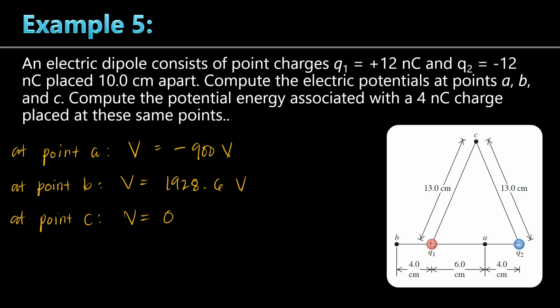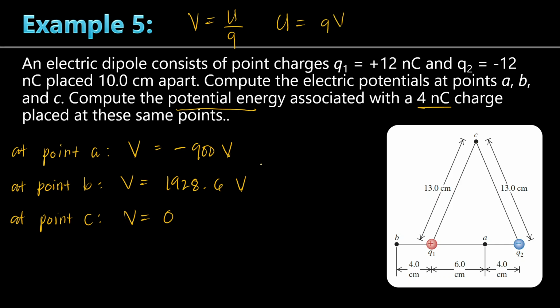Now, may pahabol dito eh. Ano daw ang potential energy associated with a 4 nanocoulomb charge placed at these points? Ibig sabihin, halimbawa at point A, meron ka daw 4 nanocoulomb na charge. Ano daw ang electric potential? Madali lang yan. Remember, how do we define electric potential? Electric potential is the potential energy per unit charge. So, kung gusto nating malaman ang potential energy, ito yun eh. No? U is equal to Q multiplied by V.